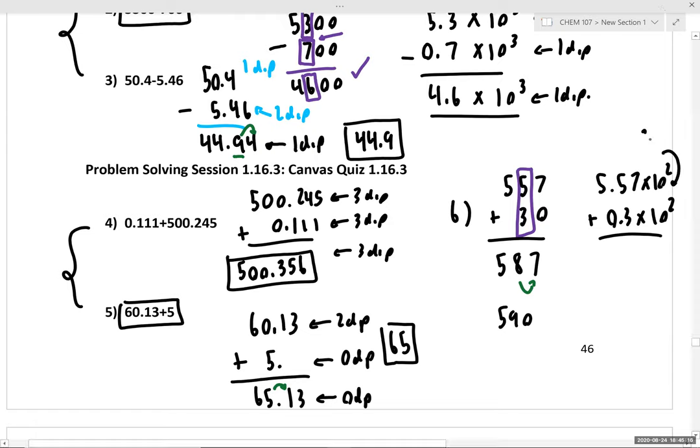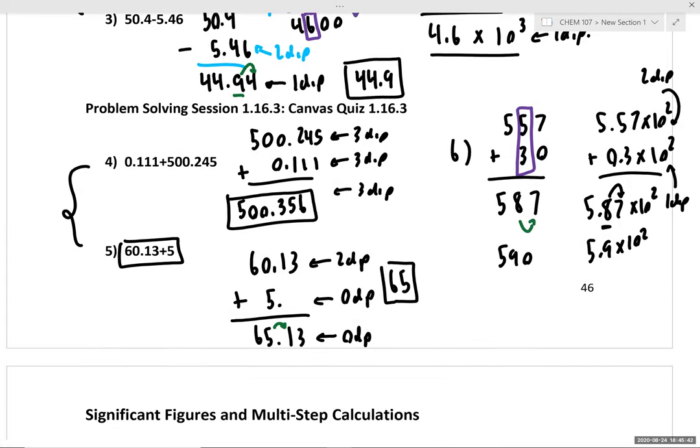For our second example, if we're using the decimal method, we see that our first number has 2 decimal places, while our bottom number has one decimal place. So when we get 5.87 times 10 to the second, we need to round this number to one decimal place. So we look to the right and round up to 5.9 times 10 to the second. Either method is acceptable in this case.